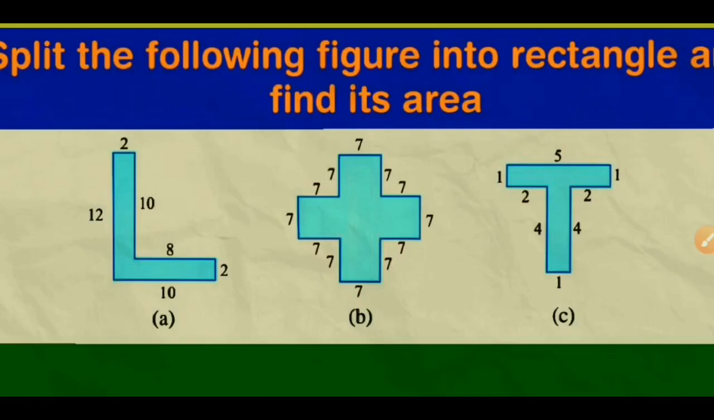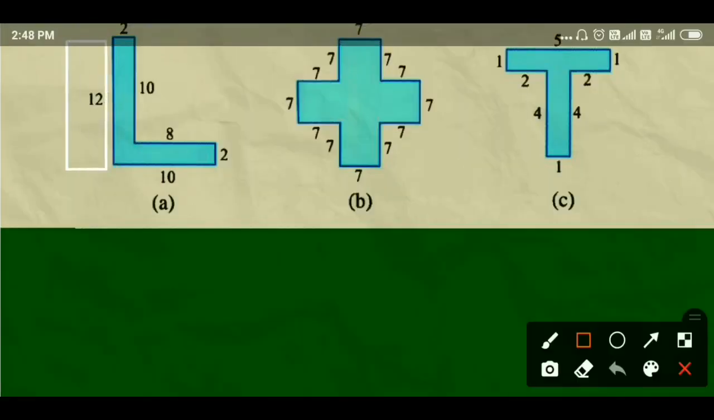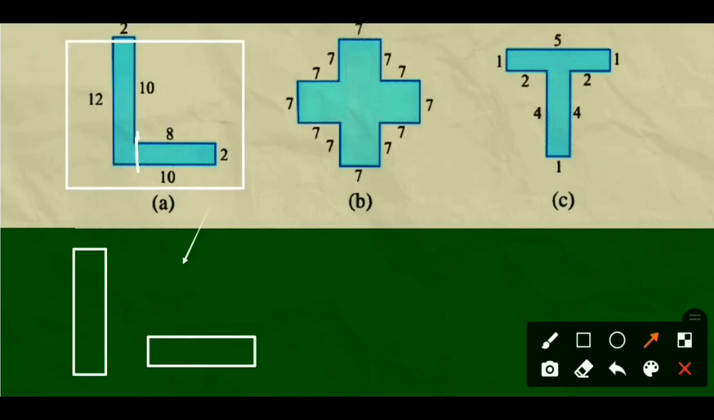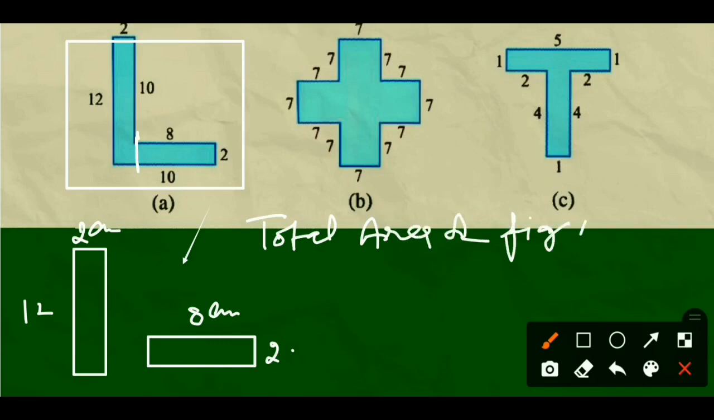The next question is, split the following figure into rectangles and find its area. We will try to find the area of this figure. We will split this figure from here. Now we have split the given figure into two rectangles, and the measurements of these rectangles are, breadth 2 centimeter and length 12 centimeter, and the second, length is 8 centimeter and breadth is 2 centimeter.